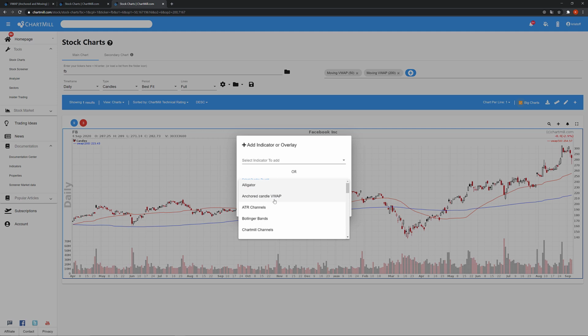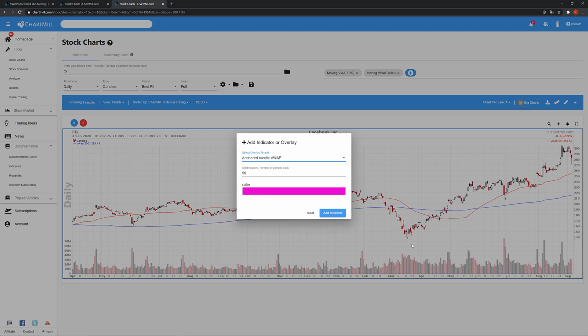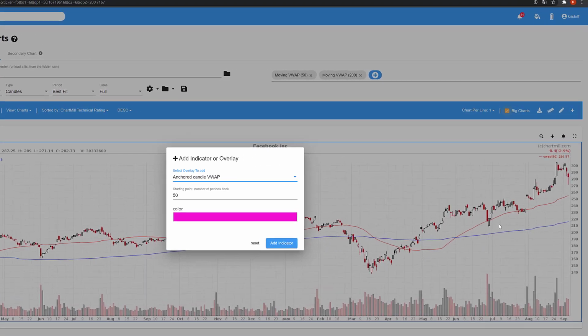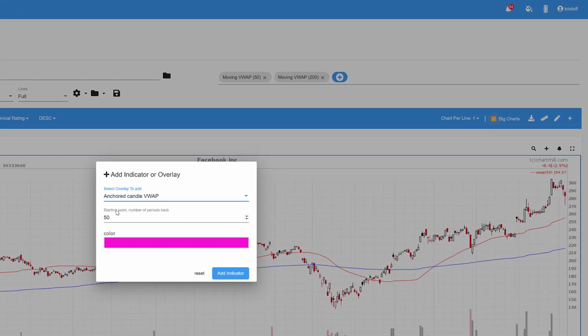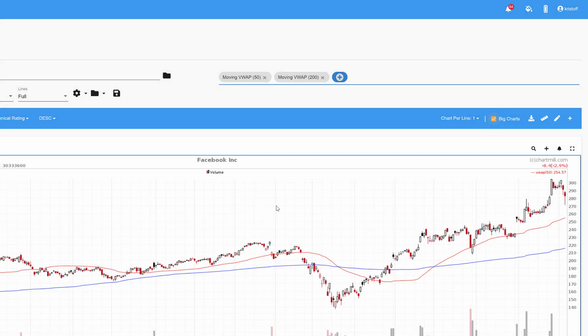That type of VWAP can be attached to a user selected point. The main parameter of the anchored indicator is the number of candles you should go back to find the starting candle for the calculation. For ease of use, you can add the anchored indicator on the chart itself by just pointing at the candle where you want to anchor it to.